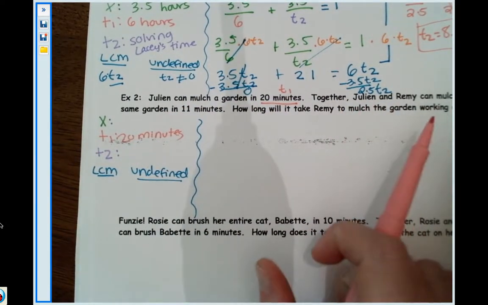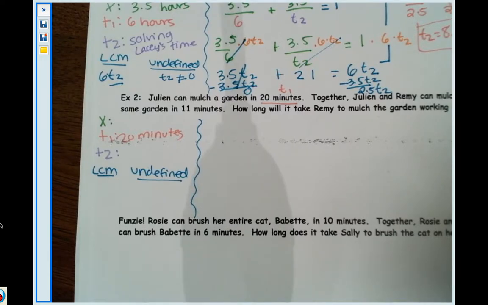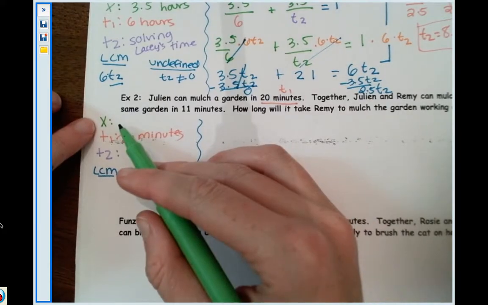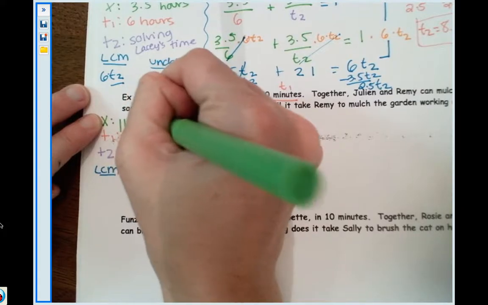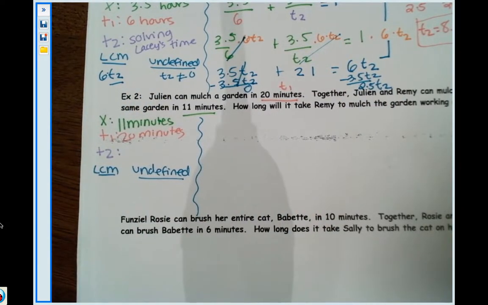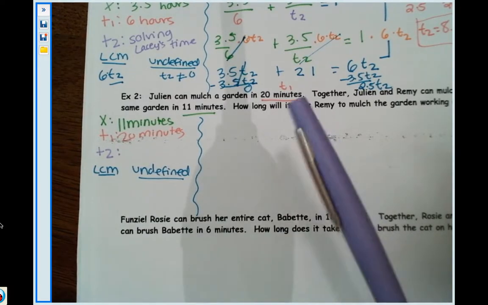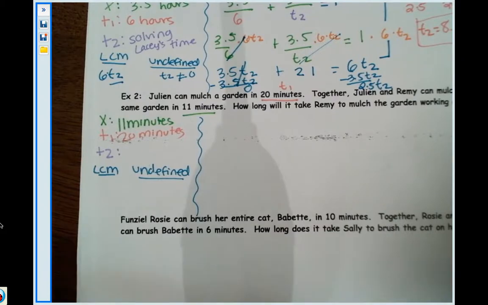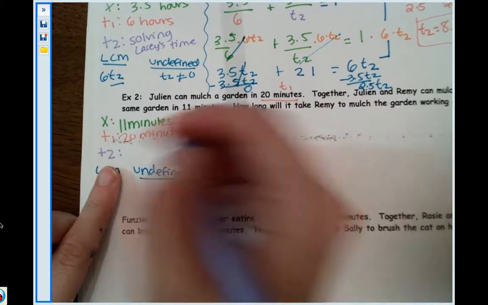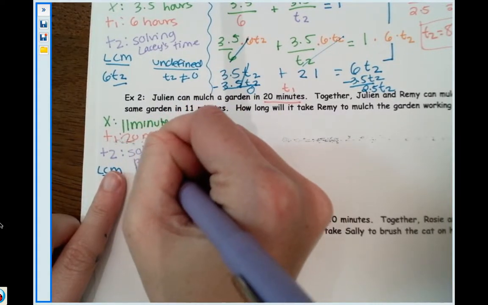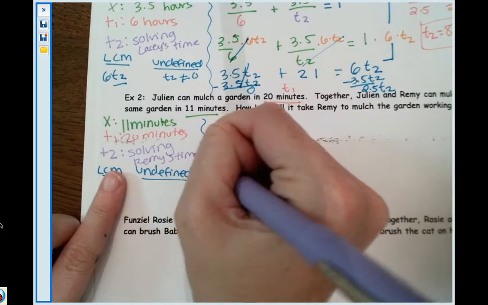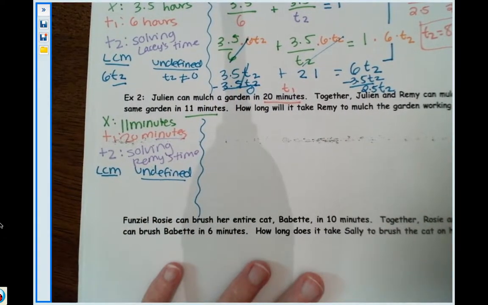Together, Julian and Remy can mulch the same garden in 11 minutes. So that will be the time that they take together, our combined time, which is the x in the nifty formula. So this will be 11 minutes. How long will it take Remy to mulch the garden working alone? So we do not know how long it takes Remy to mulch, so this will be the individual time that we don't know. So this will be what we're solving for, and it'll be Remy's time, eventually, in minutes. Don't forget our units. Okay, alright, let's get started.